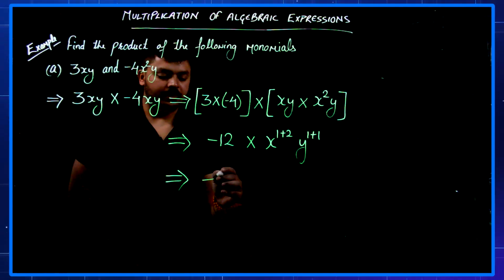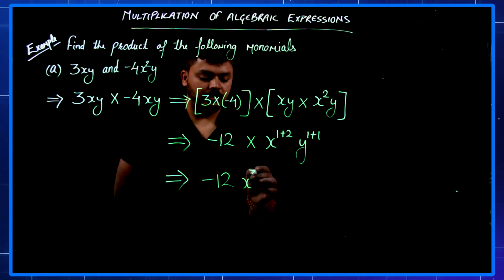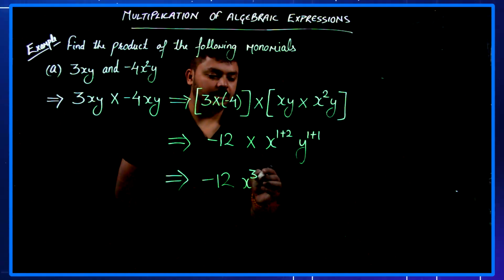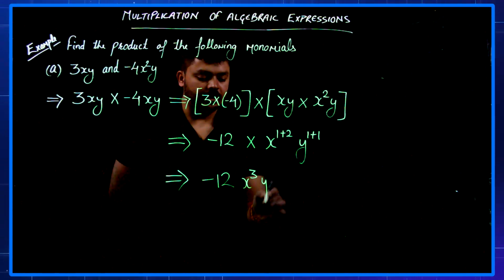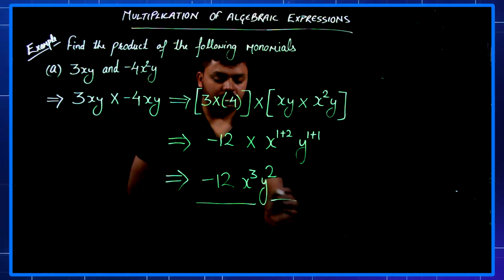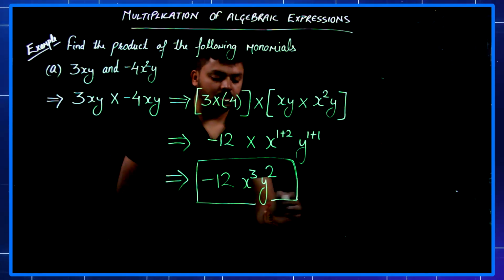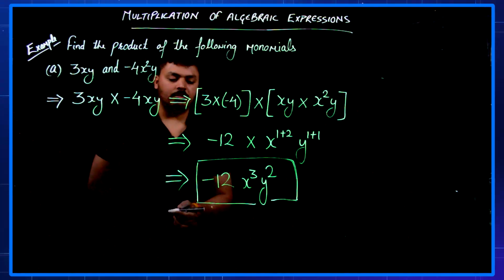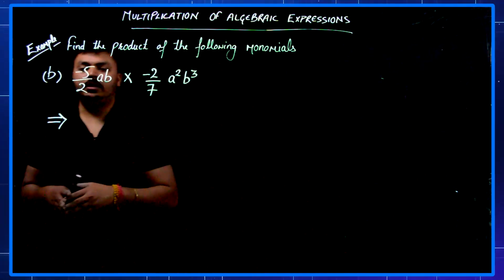So we can write minus 12 x to the power 3 and y to the power 2. So this is the product of the given two monomials, minus 12 x to the power 3 y to the power 2. So now let's see part B.